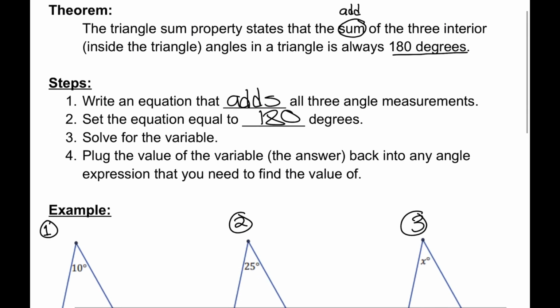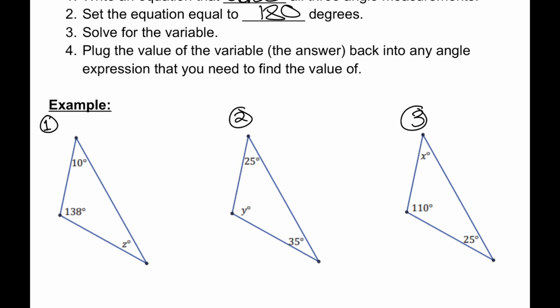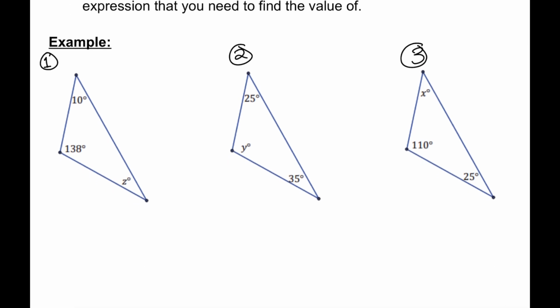So now, looking at the first example, example 1, okay? In order for us to solve it, we basically have to take the three angles on the inside, add them up, and make sure it equals 180 degrees. We've got two angles they gave us. They gave us 138, and they gave us 10. So we're going to take 138 and 10 and add them together. Whenever we do that, we're going to get 148 degrees.